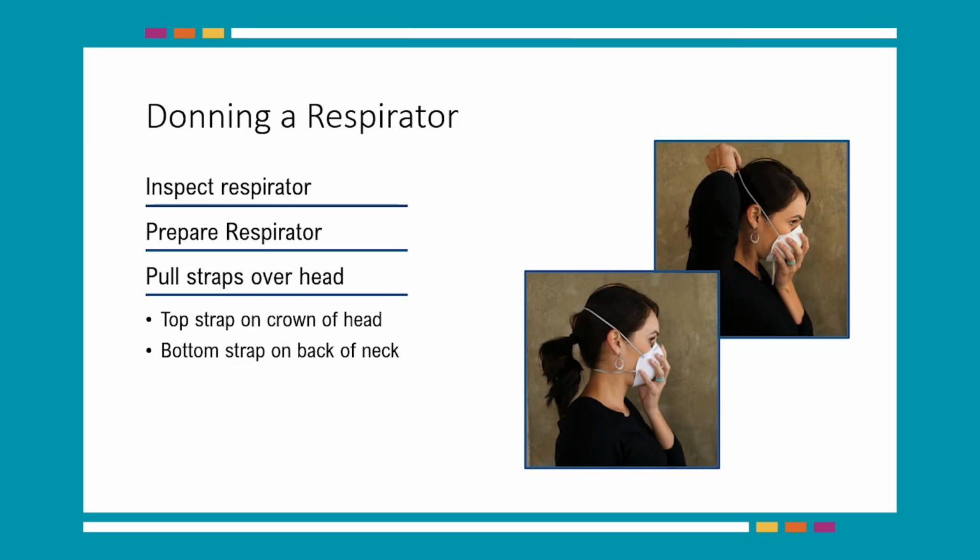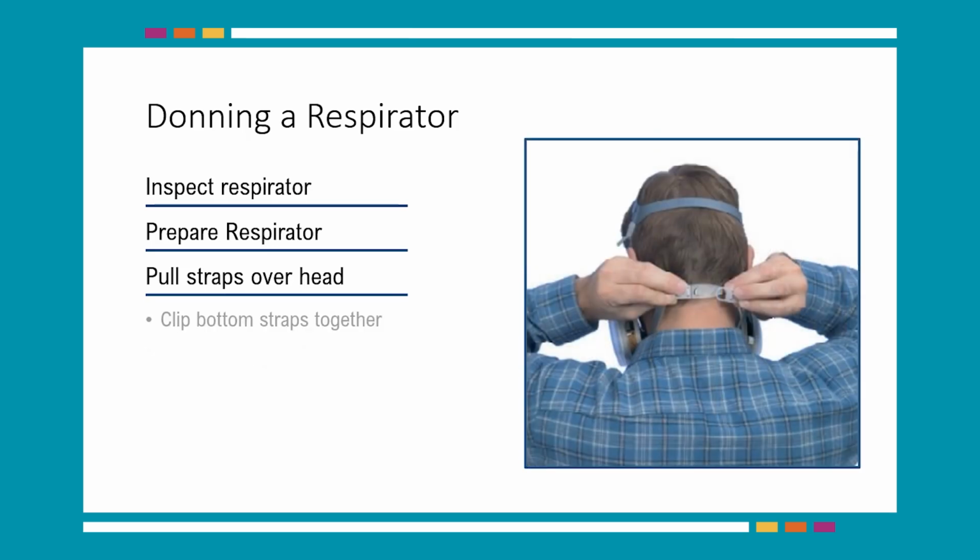Pull the top strap over your head until it rests on the crown of your head above your ears. Pull the bottom strap over your head until it rests at the back of your neck. Long hair should be tied back so that the strap is firmly against the neck. For a half-face respirator, clip the bottom straps together.